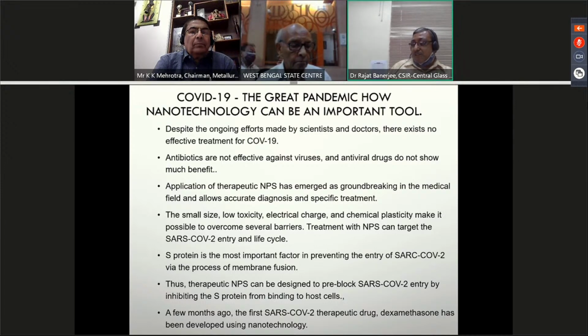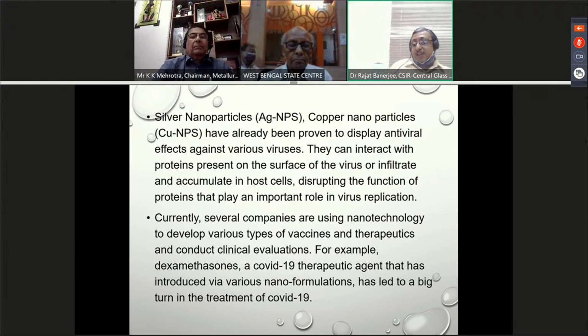Remember, in this particular virus, the S protein is the most important factor in the entry of SARS-CoV-2 via the process of membrane fusion. Thus, therapeutic nanoparticles can be designed to block SARS-CoV-2 entry by inhibiting the S protein from binding to the host cell. A few months ago, a second trial started. The first COVID therapeutic drug, dexamethasone, has been developed using nanotechnology. This drug was in the market, but it was being used for lung infection and also skin infection. With a little bit of change in this drug using nanotechnology, particularly incorporating silver nanoparticles and copper nanoparticles, this drug can be an effective tool for the COVID virus. And the second trial of this drug is going on, and the result which came out is very interesting.